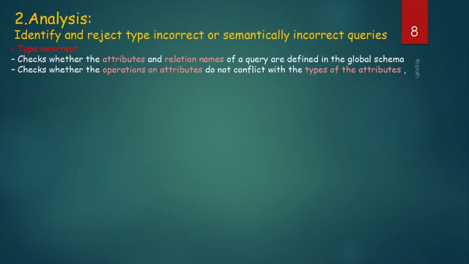Our next point is analysis. Here we have to identify and reject type incorrect or semantically incorrect queries. So what are type incorrect and semantically incorrect queries? First, type incorrect. In the case of type incorrect, we have to check whether the attributes and the relation names, that is the attributes in the table and the table name of a query, are defined in the global schema. And second, we have to check whether the operations on attributes do not conflict with the types of the attributes. It means the operation we are performing should be correct. There should not be any conflict.